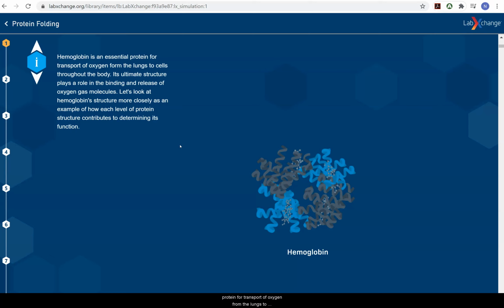It's an essential protein for transport of oxygen from the lungs to cells all throughout your body. So it's this protein that carries oxygen throughout your body. And it has this structure here that is required for the binding and the release of the oxygen gas molecules. So we're going to zoom in on this protein structure and talk about how that contributes to its function.